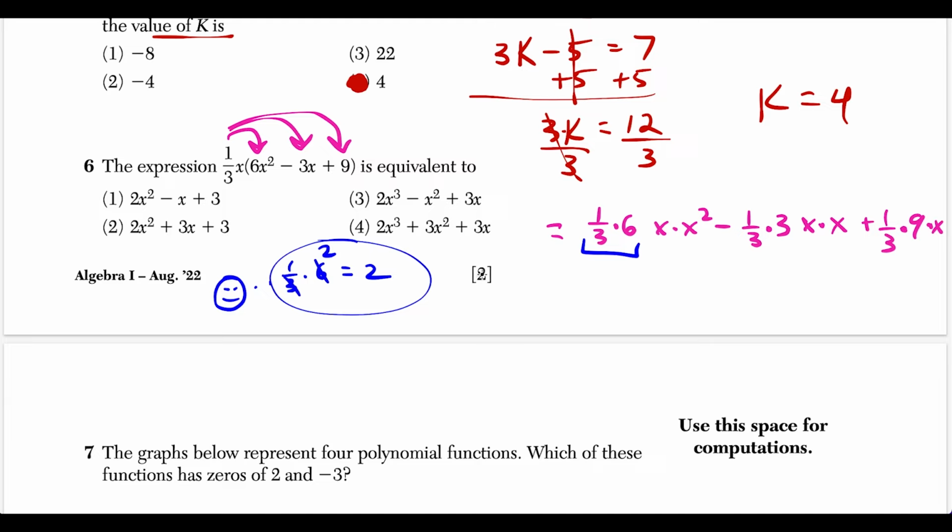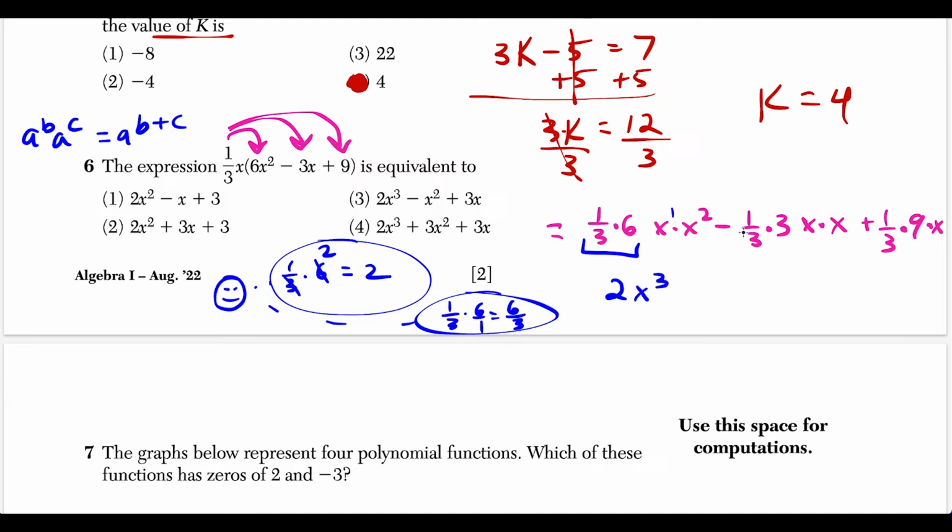Or if you're showing the work, 1/3 times 6, call it 6 over 1, and then 1 times 6 is 6, over 3 times 1 is 3, and 6 divided by 3 is 2. But either way, this is going to simplify to 2. We have x to the first times x squared. If we're a little rusty with our exponent properties, when we have the product of two exponents with the same base, all we have to do is add those exponents together. So x to the first times x to the second is going to be equal to x to the 1 plus 2, or x to the third power.